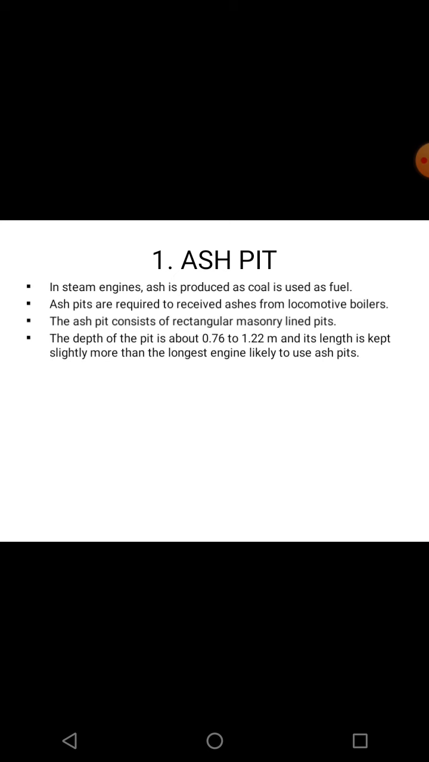Clear? Now the ash pit is created at the center of the railway track, or on any one side of the track. So how will you create this? Below the track you will construct a beam, and the beams are supported on the wall, and at the end of the wall there will be a floor. So this is the construction of the ash pit. It will be shown in the figure in the next slide.